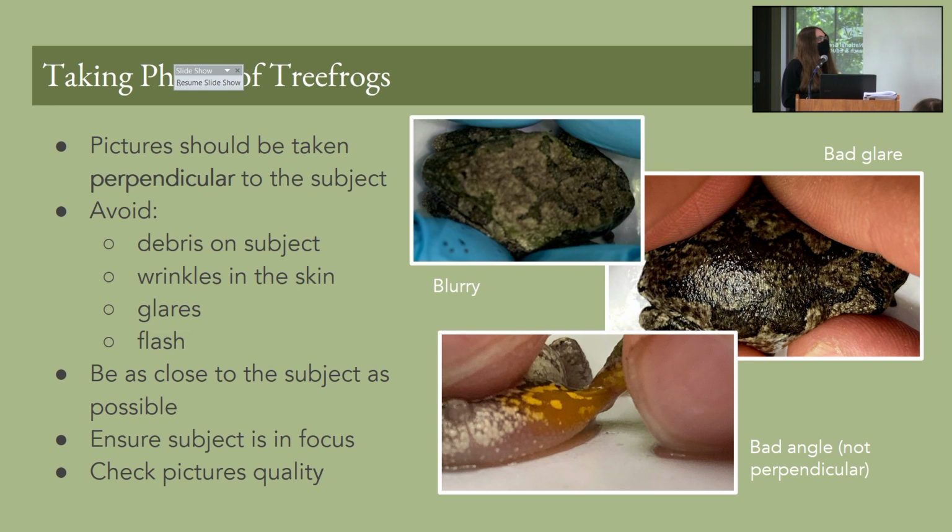So we found a few different things that we should be doing to get these photos for the software. Pictures need to be taken perpendicular to the subject. We needed to avoid debris on the subject, any wrinkles in the skin, glares, and flash, and we need to be as close as possible to the subject. Make sure that it's in focus, and before we put the tree frog back, we need to make sure the picture quality is good to go.